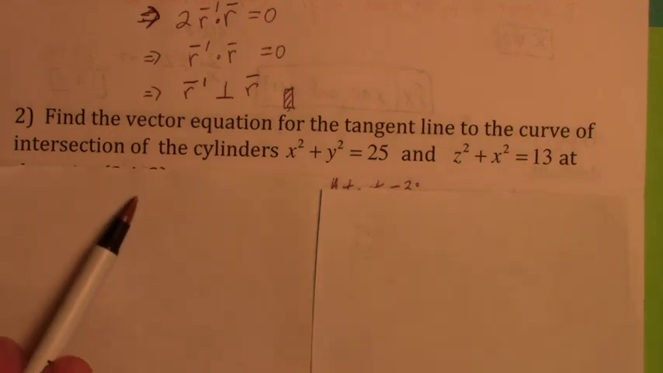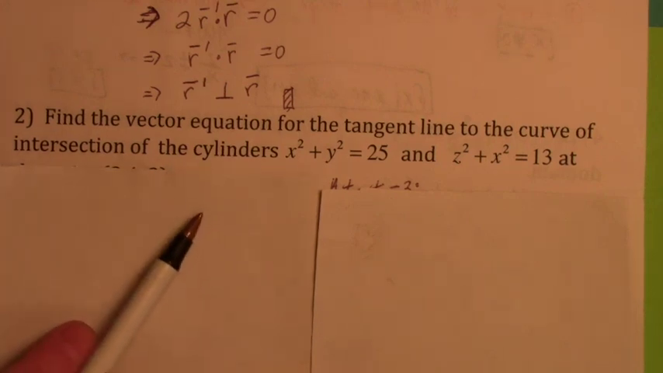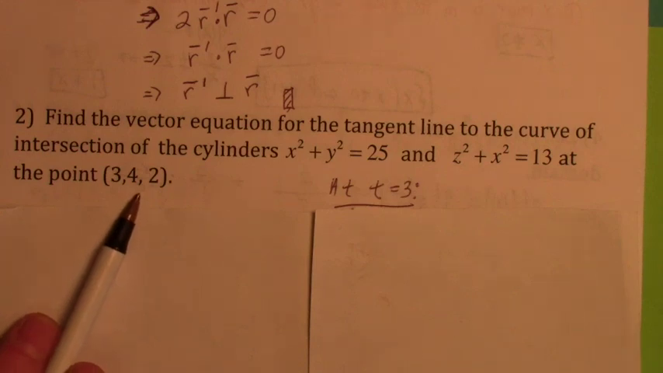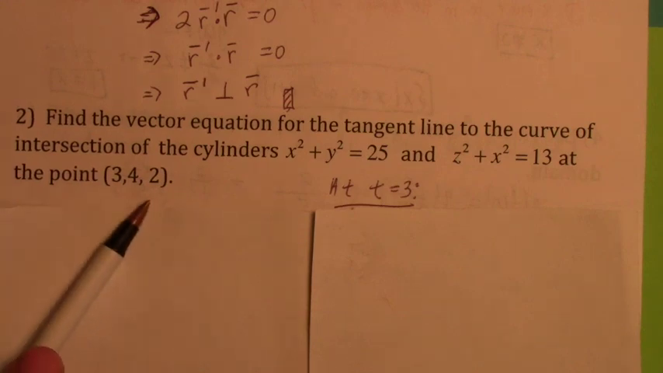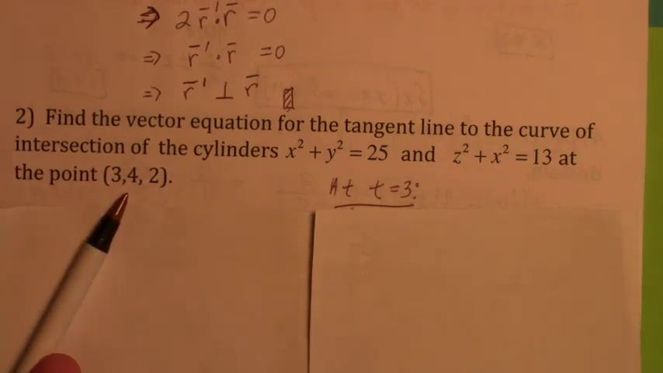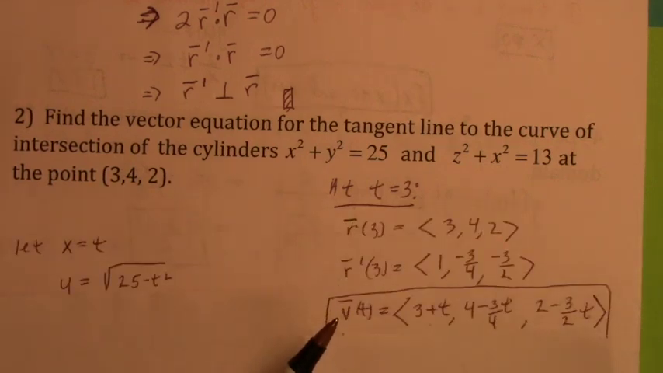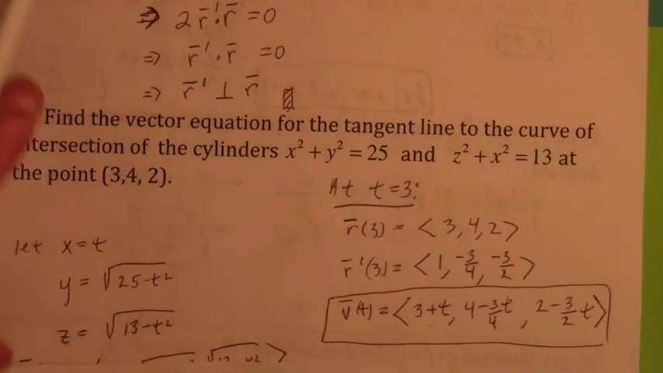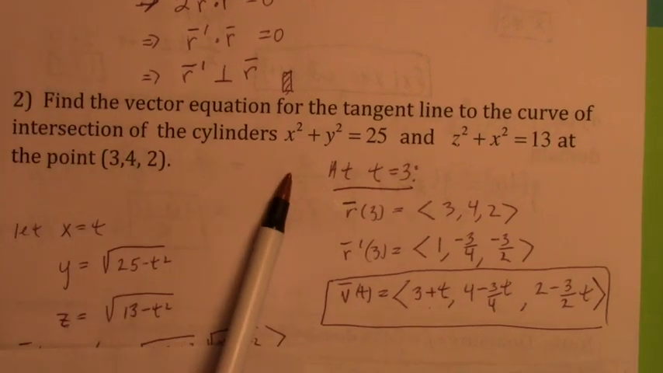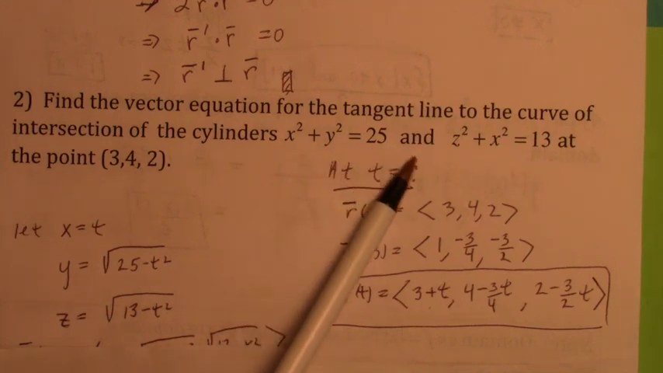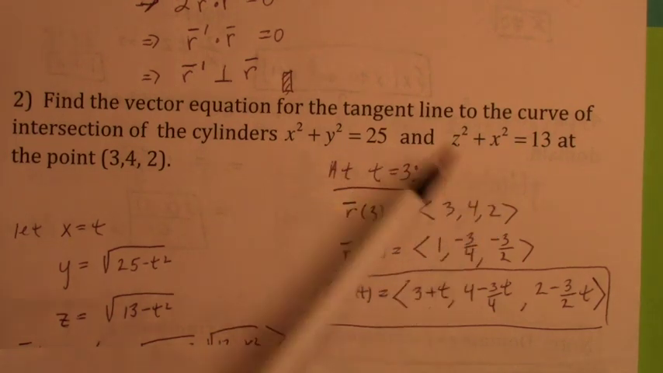This is what I want to find here: the vector equation for the tangent line to the curve of the intersections of these two cylinders at this point. So first I have to find the curve of intersection. I don't think that's too hard because you have a circle here. Actually, now that I remember, this is kind of tricky. My temptation would be to let x equal 5 cosine t, y equal 5 sine t, but that's not going to help me here.